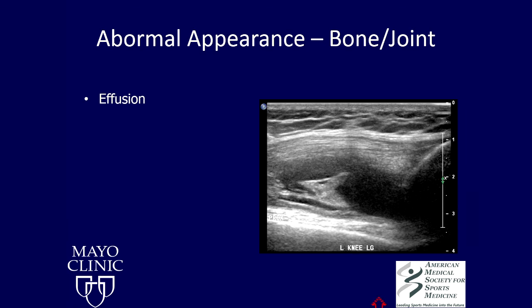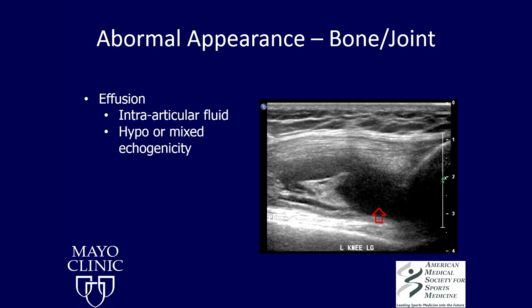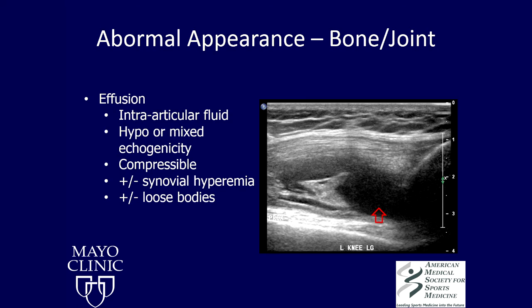You can also look for effusions. So this is the suprapatellar recess with a large effusion in the area, and that is intra-articular fluid. It can be either anechoic or hypoechoic, or it can have mixed echogenicity depending on whether it's a hemorrhage or traumatic or inflammatory or infectious or simple. It's going to be compressible. You might have hyperemia in the synovium if you have synovitis associated with it, and occasionally you might have loose bodies in that area.